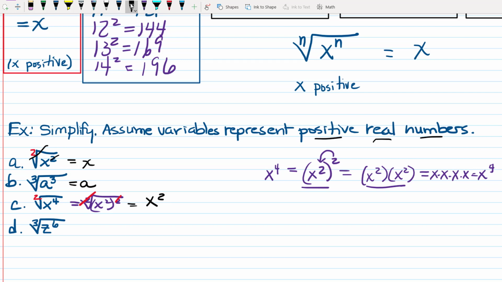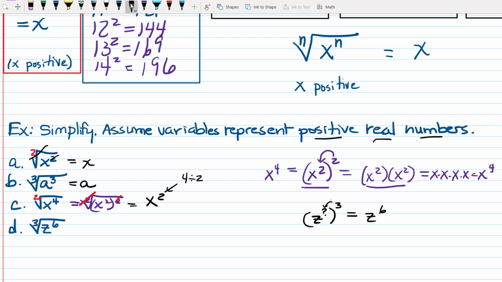A shortcut way to think of it is as if we divided the power by the index. Let's see if it works out for the cubed root of z to the sixth. So again, I'm going to claim that z to the sixth is a perfect cube. What would you have to cube to get z to the sixth? Z to the what cubed would equal z to the sixth.